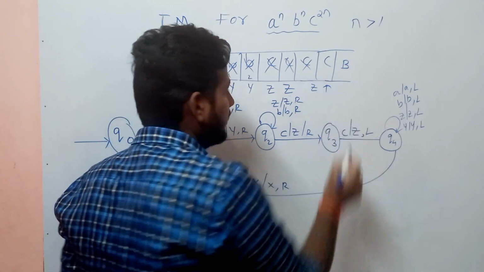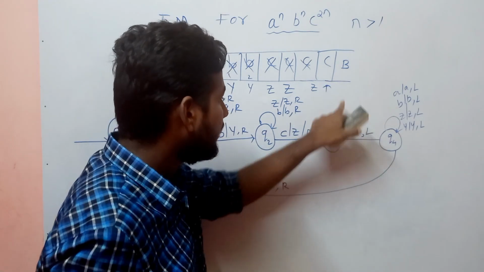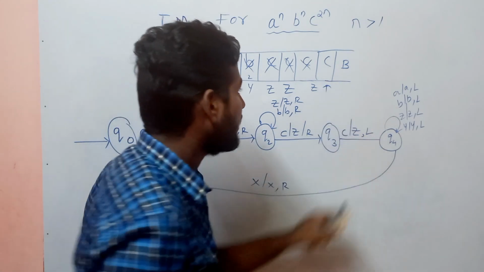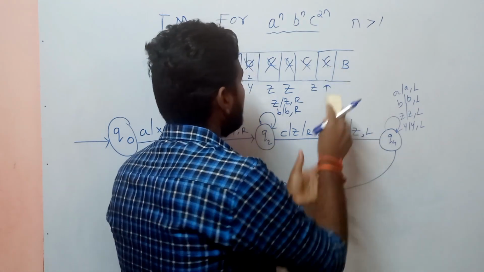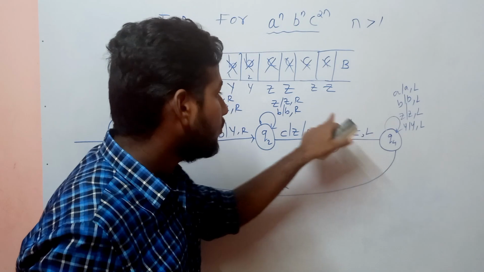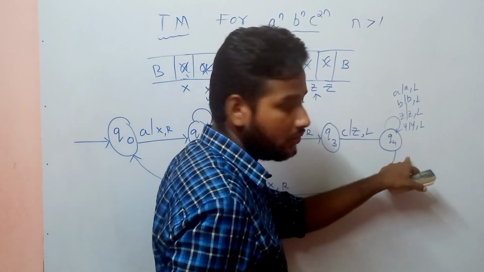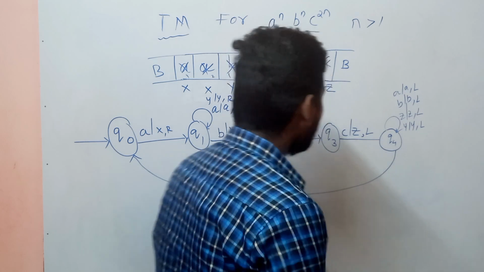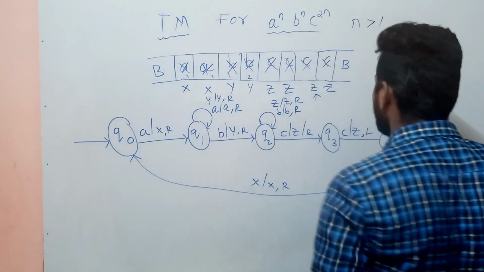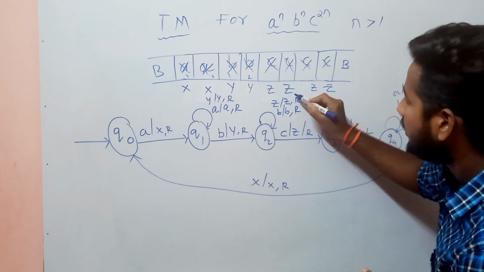Now the pointer is at here. Now this C value, now state changes to Q3, and in Q3 the next C value becomes Z and the pointer moves towards the left. Now the pointer is at here and the state is Q4. Whenever in Q4 the Z remains as Z and it moves to the left. Now the pointer is at here.